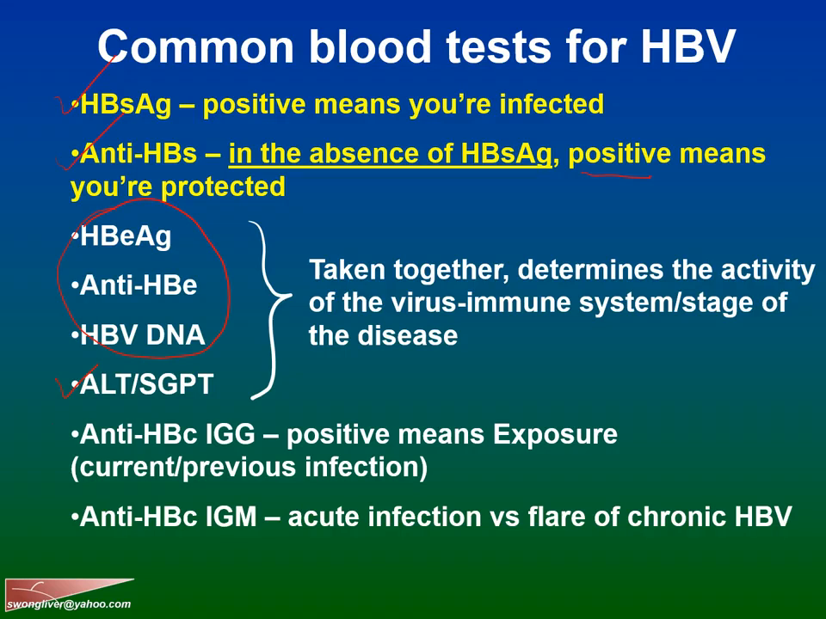Now, the bottom two tests are also very important, okay? The anti-HBC or the anti-HB core antigen, okay? The anti-HBC IgG usually means exposure. So a positive anti-HBC IgG means that the patient was exposed to hepatitis B. What use is this in our patients in practical means?